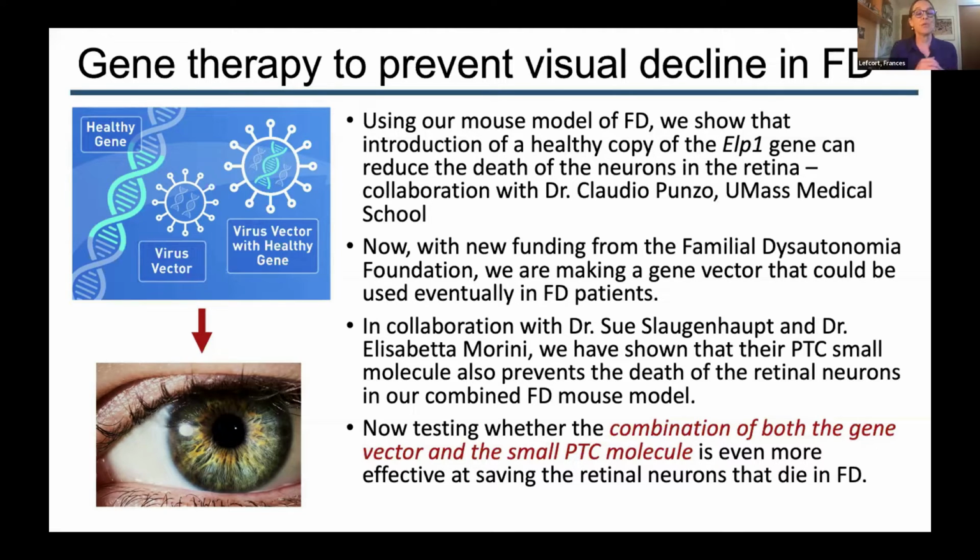And so in collaboration, we've brought our mice, the Montana mice, to the Harvard mice. And so we have this hybrid model that we can test both of our therapeutics in. And we've shown that their splicing compound also works well to prevent the death of the neurons in the retina that normally die in FD.